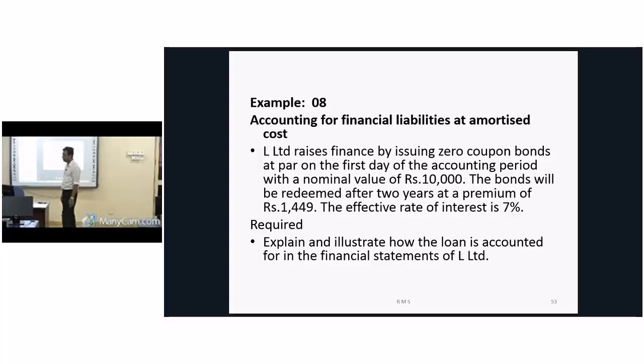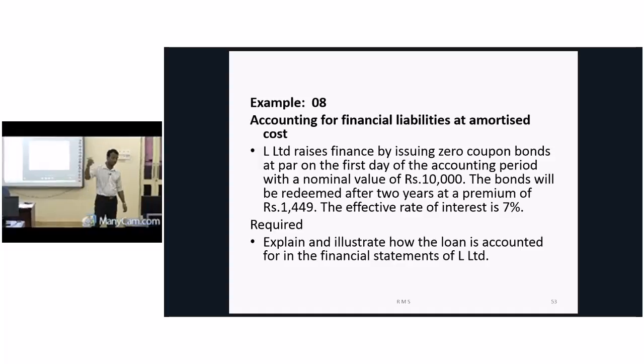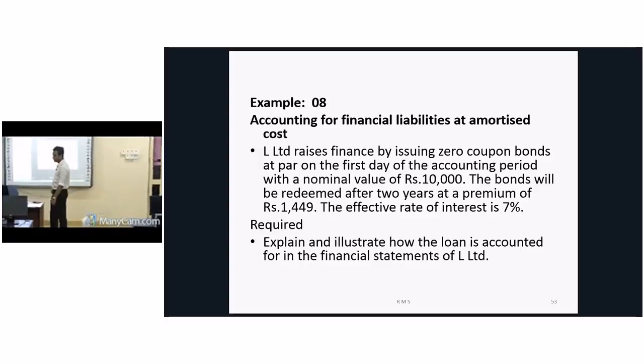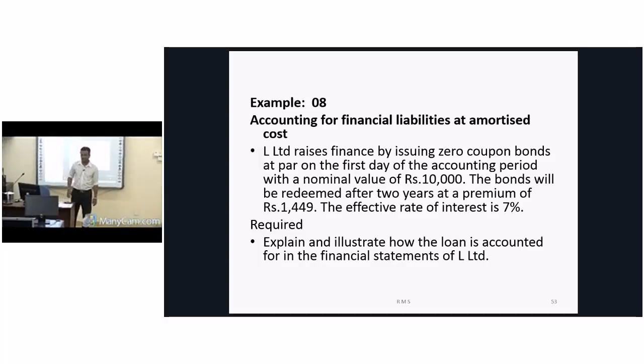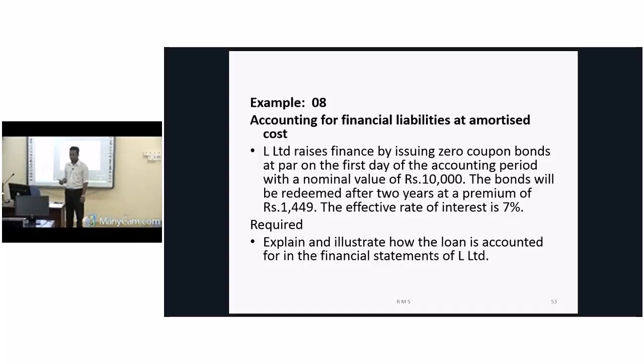At the end of the first year, you have to pay interest. Profit and loss account debit, where to credit? You don't pay by cash, but you will pay everything at the end of the period, according to this fact. Then financial liability account credit. 7%, 700. At the end of the first year, what is the balance available in the liability account? 10,700. To that, you will add interest for the next year. 10,700 into 7%, 749.